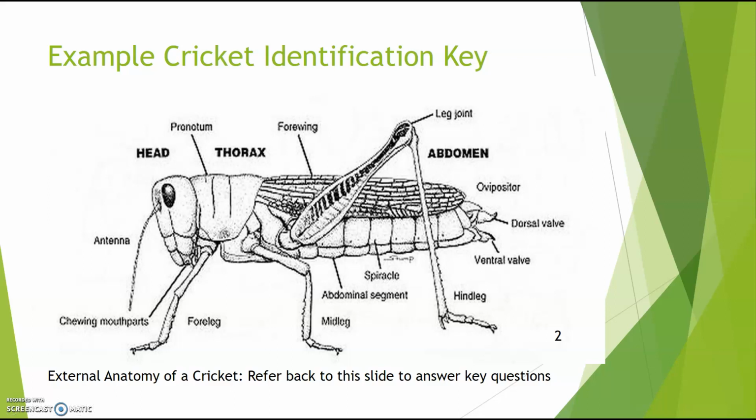So in order to identify our cricket, we need to know a little bit of insect anatomy. Insects are going to have a head, thorax, and an abdomen. The thorax is covered by a pronotum. They have 3 pairs of legs, the forelegs, the midlegs, and the hind legs. The end of the abdomen in the female is going to have a long needle-like ovipositor.